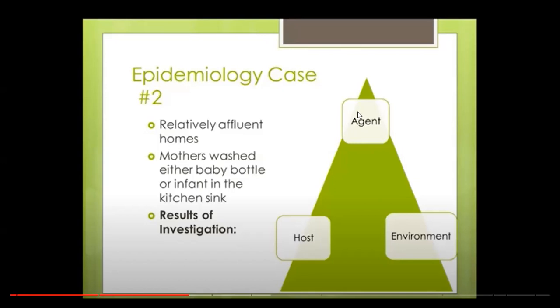So like I said, the organism came from reptiles, and then the host is the infant, right? And the environment is the surrounding area. So in this model, disease results from interaction between agents and a susceptible host in an environment that supports the transmission of agents from a source to the host. So this is important for further investigation.